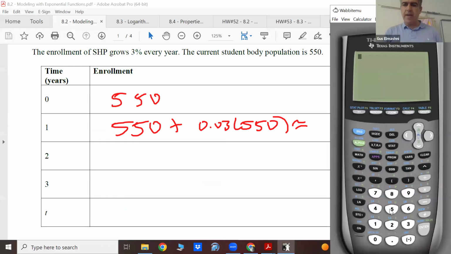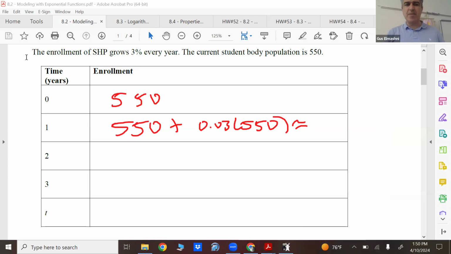So you can just do this, 550 plus 550 times 0.03. Does that make sense? Because you're adding 3% of 550 to 550. So you have, we'll say 567, we'll round up, because you can't do half a human being, it's kind of weird. Then you're doing the same thing.